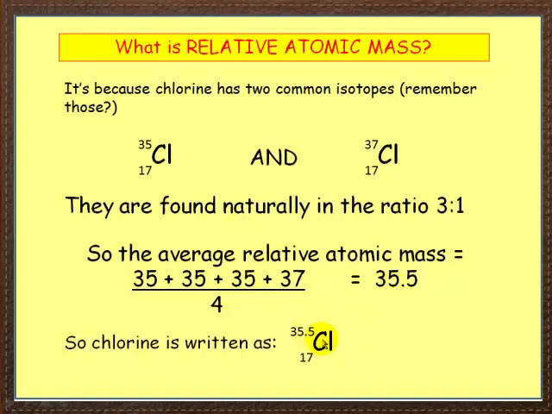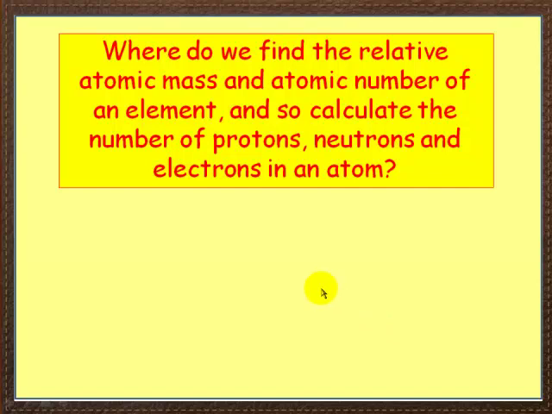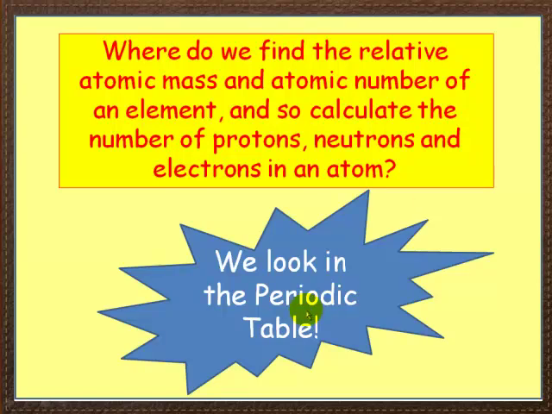Okay? It's that simple. Right, a lot of information so far. So where do we find relative atomic mass, atomic number of an element, and so calculate protons, neutrons, and electrons? Where are we going to find this information? Where should we look? You've got it, the periodic table, and we're looking at this in another video.